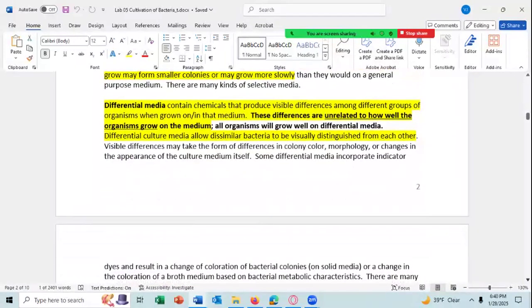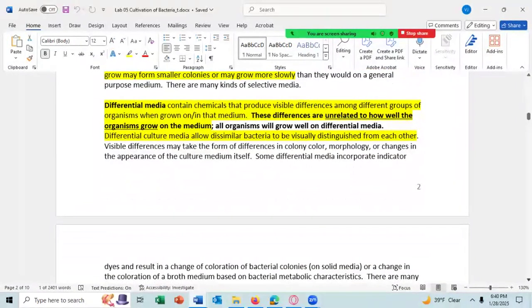All right, we also have a differential media, and this is a media that contains chemicals that produce visible differences among different groups of organisms when grown on that same medium. These differences are unrelated to how well the organisms can grow on the medium. Differential culture media allows you to see dissimilar bacteria that are visually distinguished from each other by the differential media. So when you're growing two species on a differential media, they may have different colors, for example, when they grow.